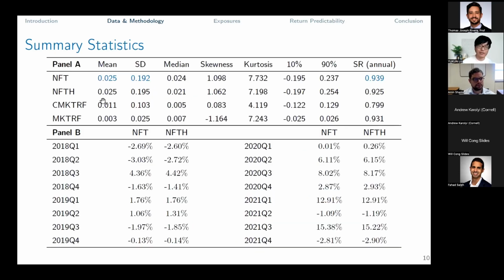Okay, so this is summary statistics. If we look at that, it tells you the average return is about 2.5% in this whole sample, with a standard deviation of 19.2% and a Sharpe ratio of 0.94. At the beginning, the returns are largely negative in 2018, 2019, but starting in 2020 and 2021, the prices went up pretty dramatically.